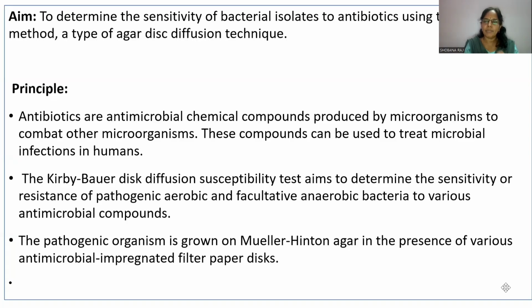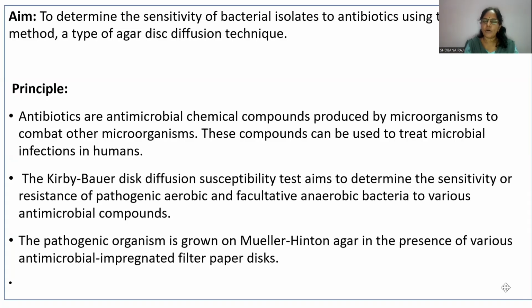This Kirby-Bauer disc diffusion susceptibility test aims to determine the sensitivity or resistance of a pathogenic aerobic or facultative anaerobic bacteria such as E. coli, Salmonella, Shigella, Pseudomonas, Klebsiella, Stenotrophomonas, Clostridium. So facultative anaerobic bacteria to various antimicrobial compounds.